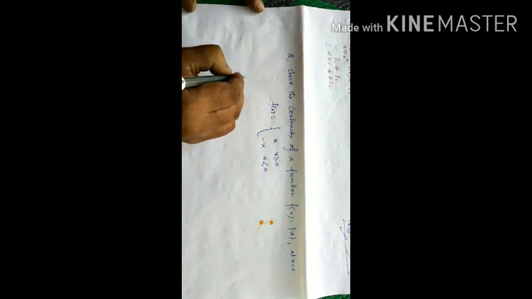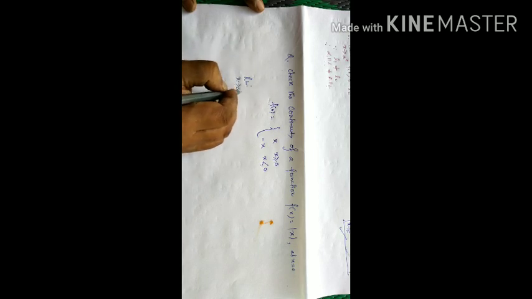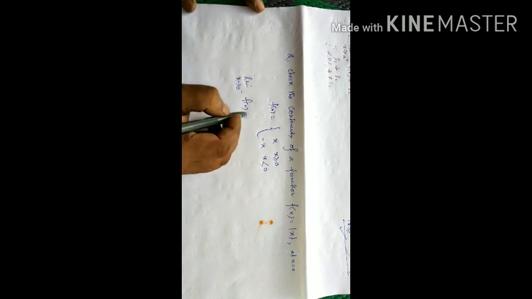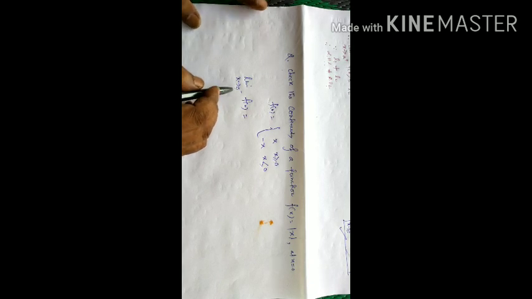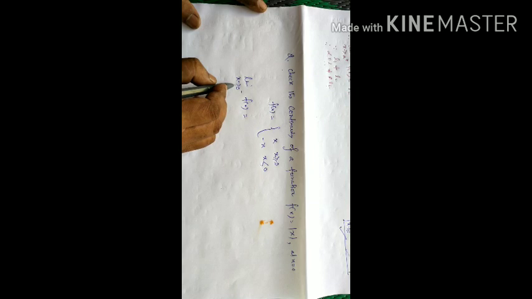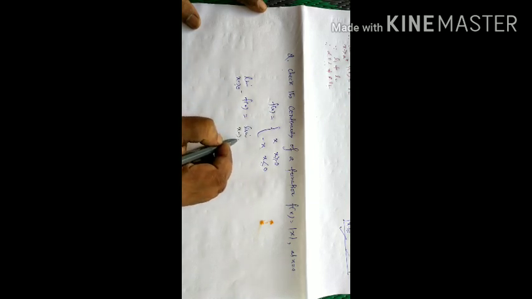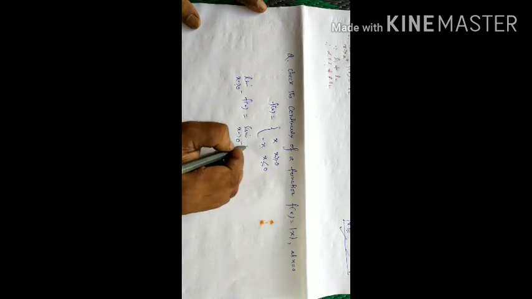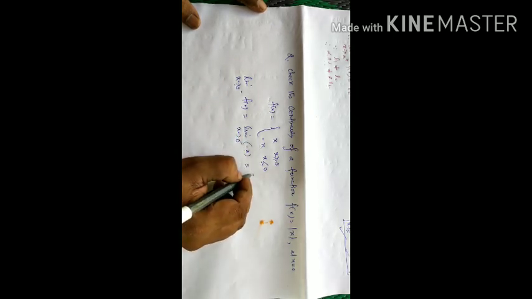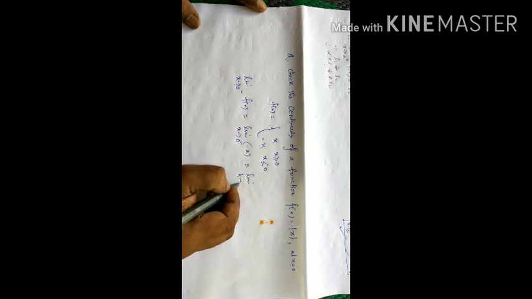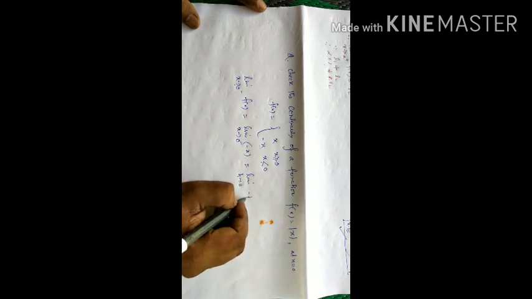Then you see your left hand limit, limit x tends to 0 minus f(x). x tends to 0 minus means what? We already know that x approaches 0 from the left, that means x is less than 0. When x is less than 0, the functional value f(x) is equal to minus x. It can be written as limit h tends to 0 of minus of minus h, that is plus h. Why?